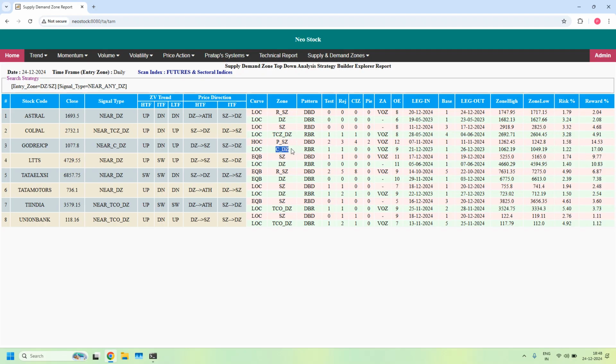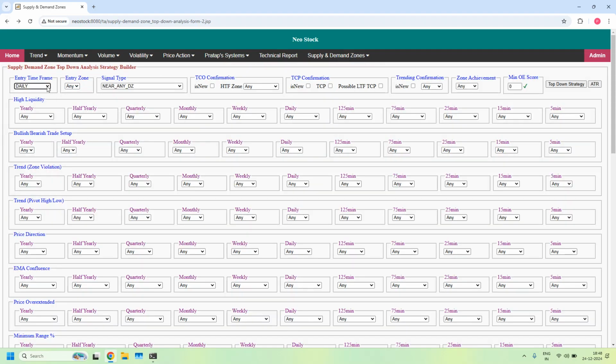Godrej Properties having high liquidity daily demand zone. That's it. We have only one high liquidity daily demand zone from this list. High priority, high liquidity demand zones. Okay, next daily time frame.